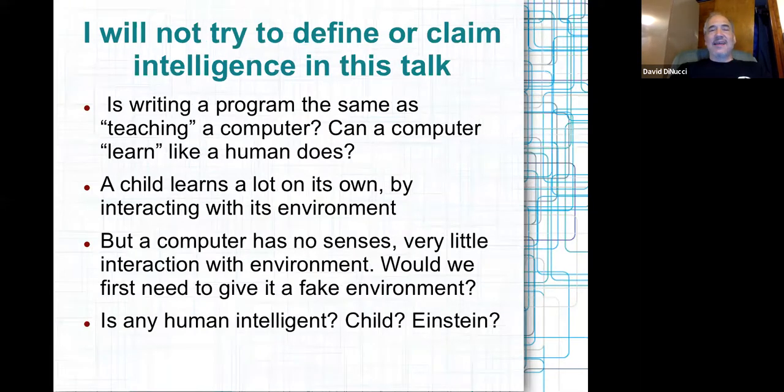And along those lines, is writing a program the same thing as teaching a computer? Writing a program is all these very precise steps. Is that what we think of as teaching? I don't see teaching that way. And do we think of the computer as learning? A child often learns a lot on its own by interacting with its environment, but a computer really doesn't have senses generally, and has very limited interaction with its environment.